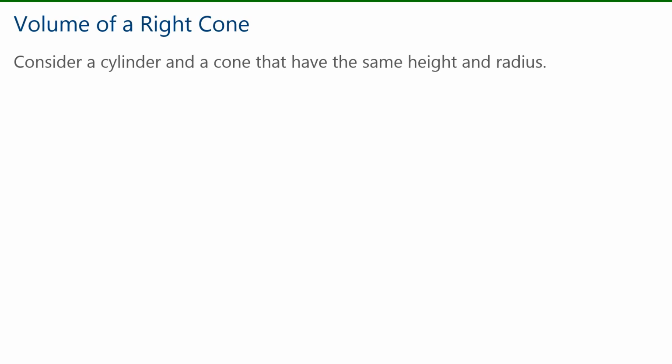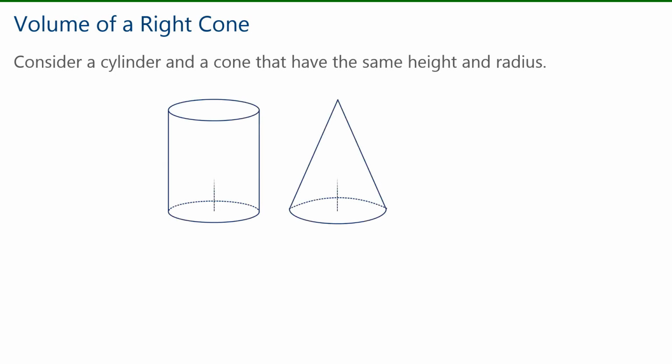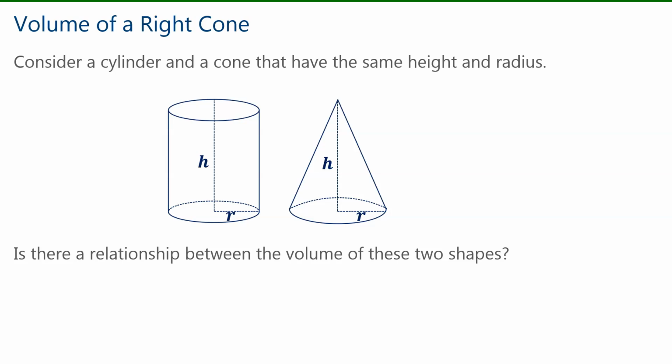So to start, let's consider a cylinder and a cone that have the same height and radius, like we have here. They both have a height, say, h, and a radius of r. Is there a relationship that exists between the volume of these two shapes? So we know that the volume of a cylinder is pi r squared h, so then what would the volume of the corresponding cone be?